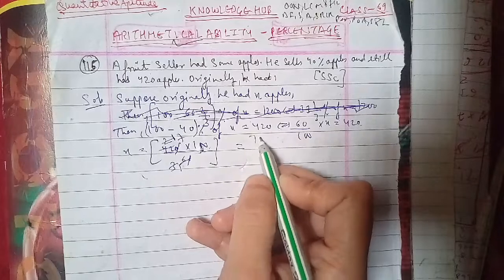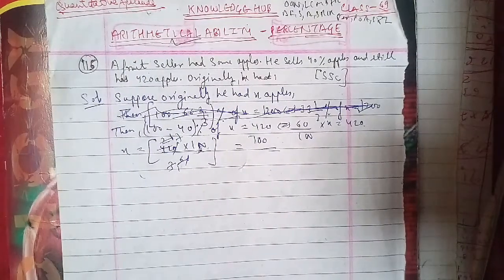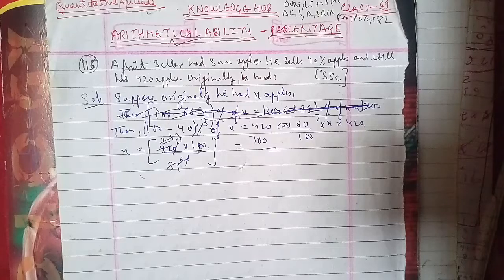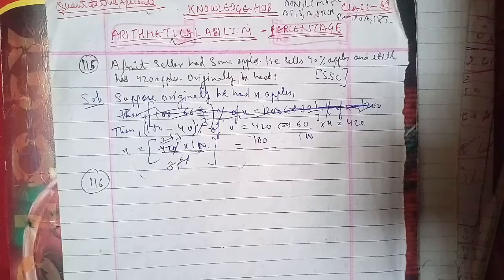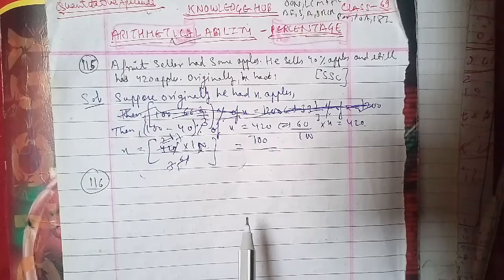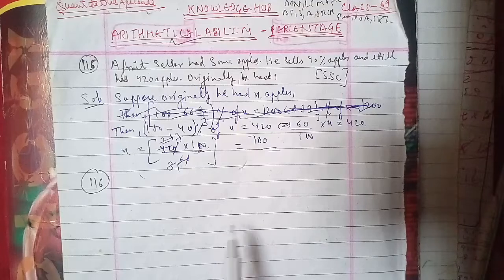We'll go ahead with another important question, which is the 116th question of the session. The question is: a person who spends 66 2/3% of his income is able to save rupees 1200 per month. His monthly expenses in rupees are? This was also asked in an SSC examination paper, and it is important as well.